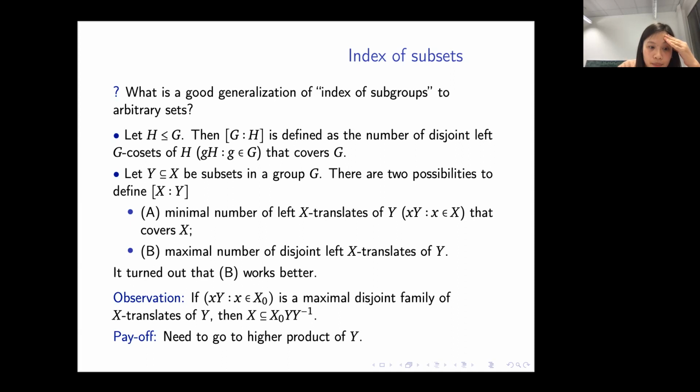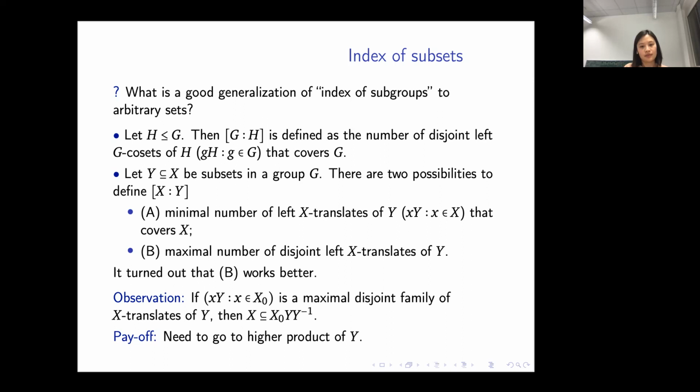By an easy observation using Ruzsa's covering lemma, you can see there is a relation between B and A. If X_0 Y is a maximal disjoint family of X translates of Y, then X will be covered by X_0 Y times Y inverse. So you cannot guarantee X is covered by X_0 Y, but you have to multiply again by Y, and then X will be covered by it. This shows why you need to go to higher products, kind of.